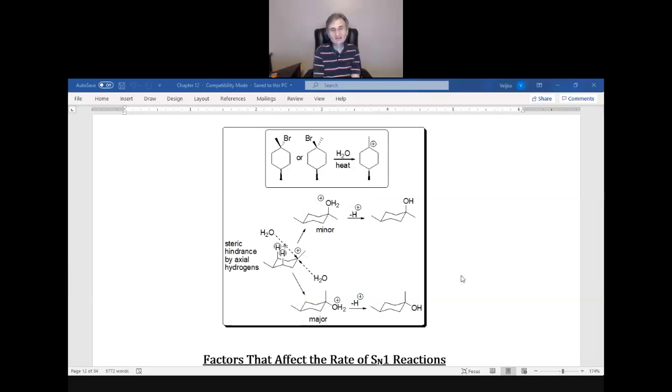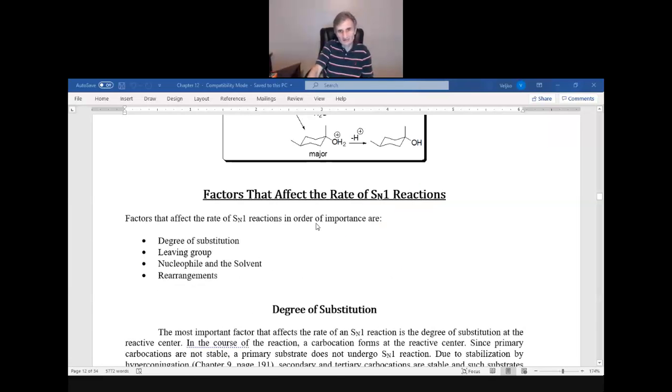Because typically SN1 reactions are not stereoselective, and of course, if they're not stereoselective, they're not stereospecific either. But this is an exception. In ring systems, they're stereoselective, but not stereospecific. Of course, SN2 reactions are both stereoselective and stereospecific.